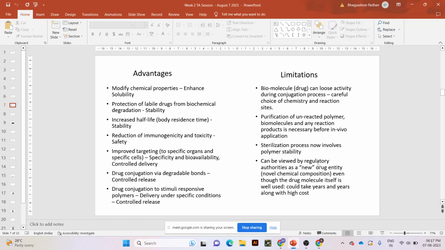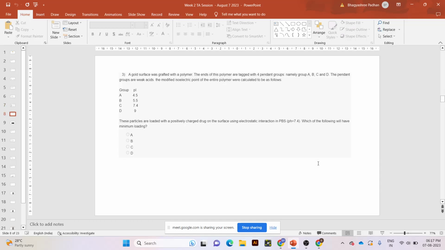Sterilization process now involves polymer stability as well. Most of the polymers cannot be sterilized by the normal sterilization procedure, that is high temperature and pressure that we use for normal sterilization. And it can be viewed by regulatory authorities as a new drug entity, even though the drug molecule itself is well used. So it could take years and years along with high cost. These are some of the advantages and limitations of the polymer drug conjugates. Now, let's look at the next question.